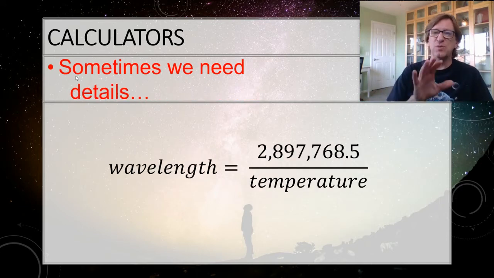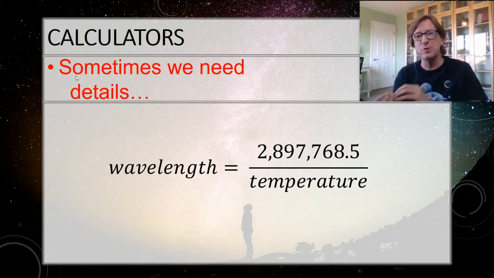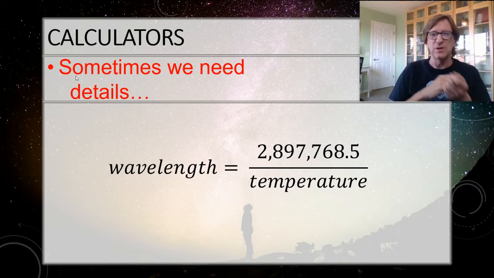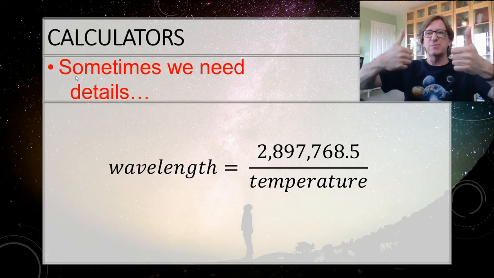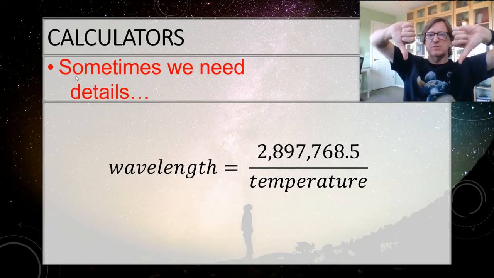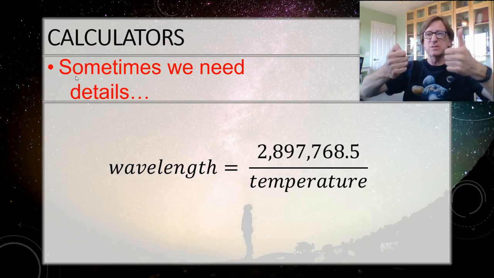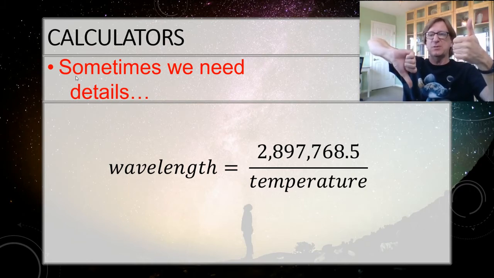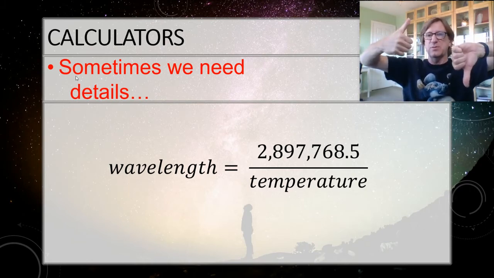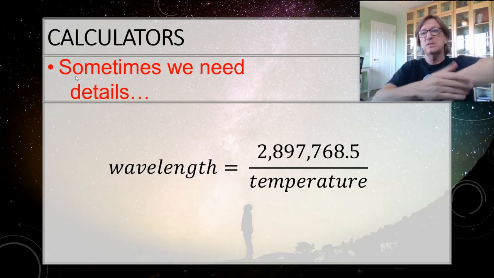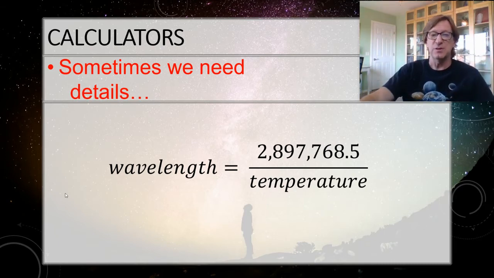So this is the first example of relationships we're going to talk about: directly proportional and inversely proportional. Directly proportional means as one goes up, the other goes up, or as one goes down, the other goes down. Inversely proportional means as one goes up, the other goes down, or as one goes down, the other goes up. So they move opposite. This one is inversely proportional because as the temperature goes up, the wavelength is going to go down. Let's see how that works.